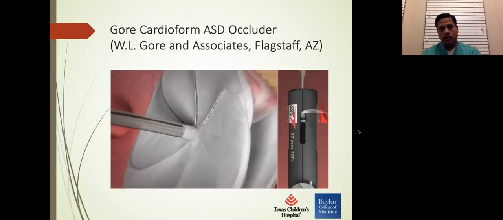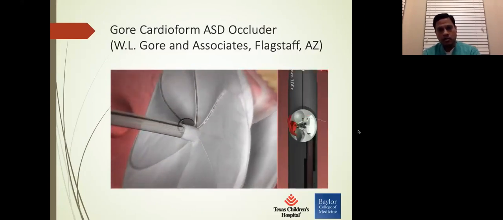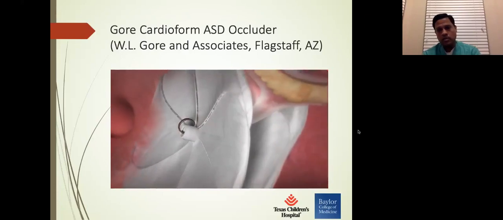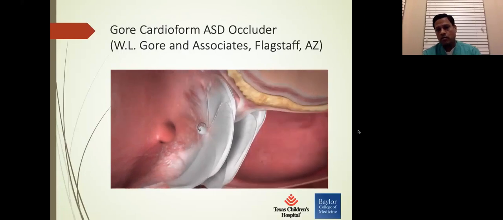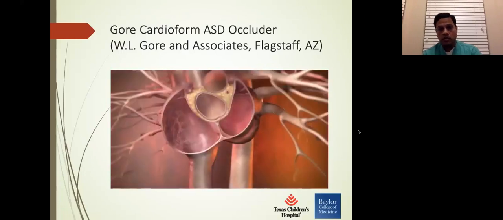And then the right atrial disc comes out, which is released. And once the device is released, it does not move within the septum. It would stay in its place. So that's why it is a self-centering device, just like the Amplatzer device.